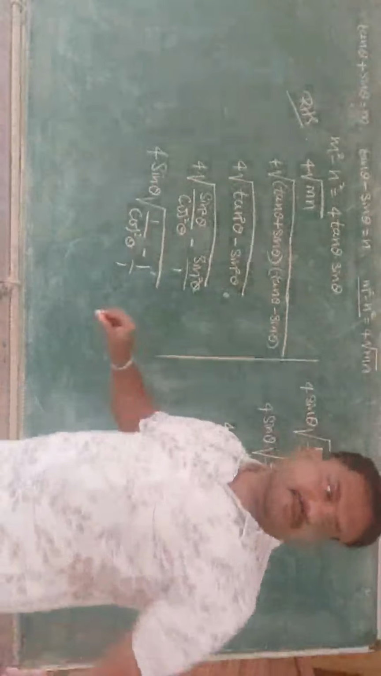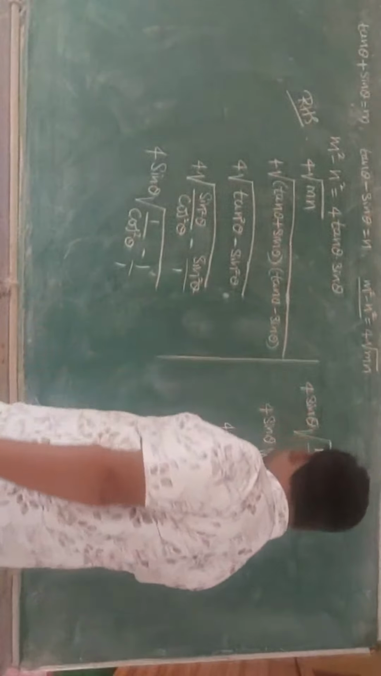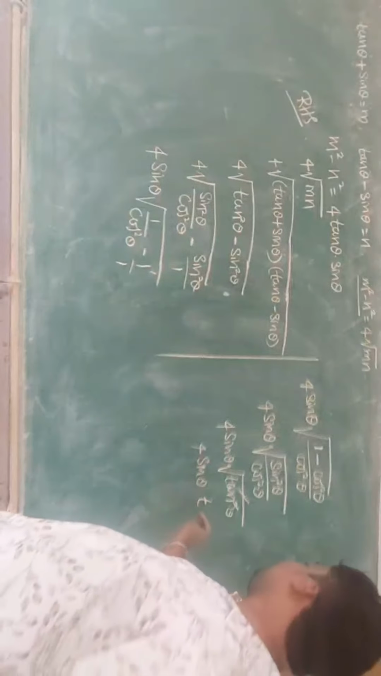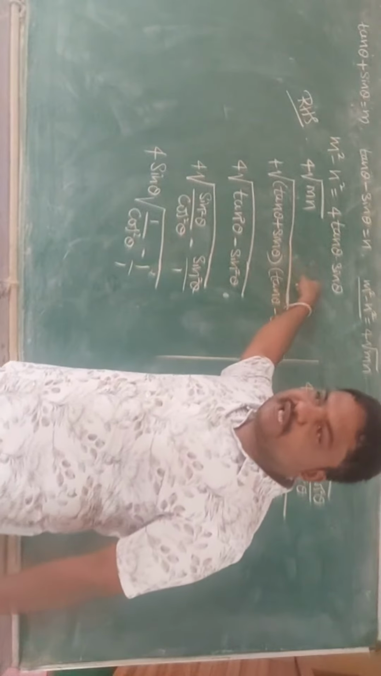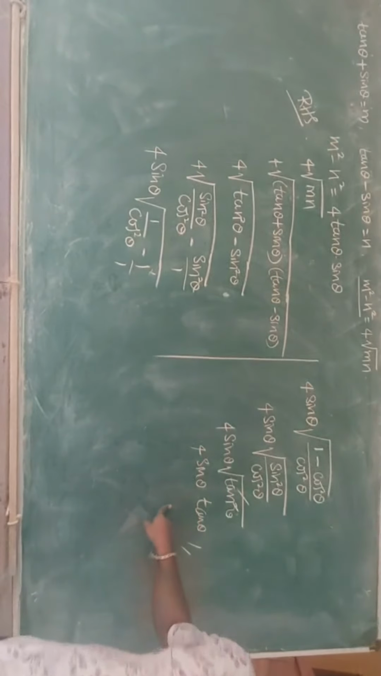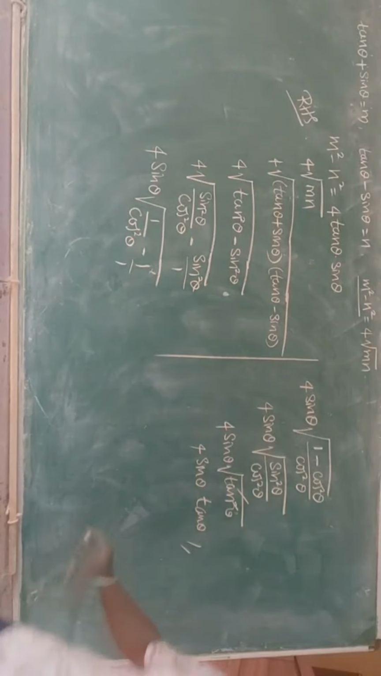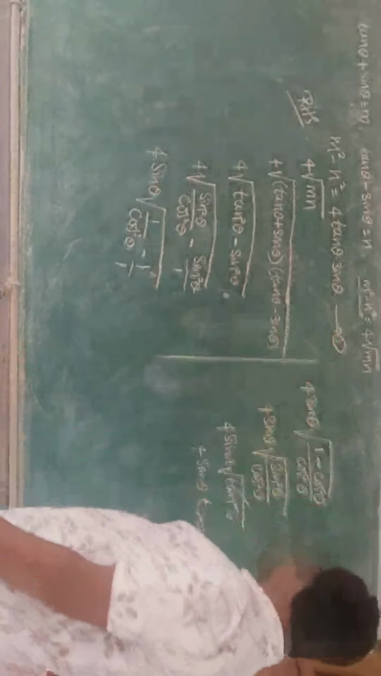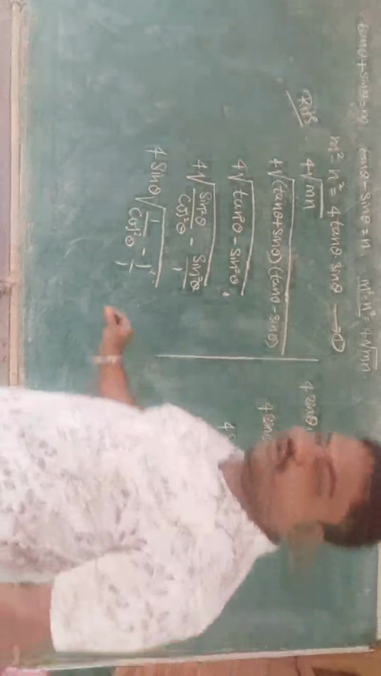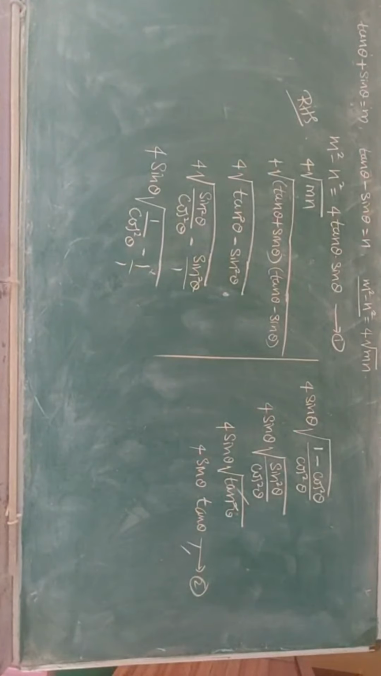So the square root gets cancelled. 4 sin theta into tan theta. See, LHS also 4 tan theta into sin theta, even RHS also 4 sin theta into tan theta. From equation 1 and 2, hence proved. Understood? You can call it equation number 1 and equation number 2. Give the conclusion from equation 1 and 2: LHS is equal to RHS, hence proved. Note down.